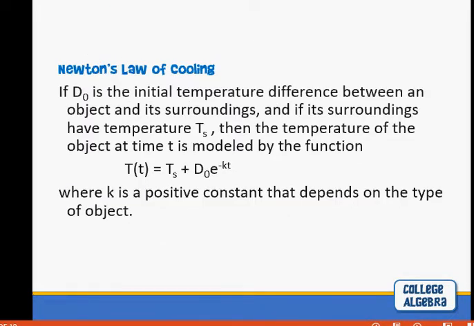Okay, here's a formula that has an exponential decay piece involved in it. This is Newton's law of cooling, which is a very interesting function that Newton came up with. So if D sub 0 is the initial temperature difference between an object and its surroundings that have temperature T sub s, then the temperature of the object at time t is modeled by this function. So we can determine the temperature over time of an object. It's called the law of cooling because the object is going to cool off over time in a regular environment, unless you put it in an oven or something.